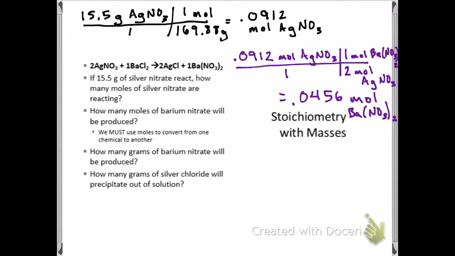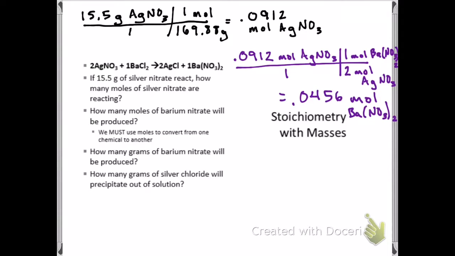So what that's telling me is for every 2 moles of silver nitrate I put in, I should get 1 mole of barium nitrate out, or I'll always get half as many moles of barium nitrate out as I put moles of silver nitrate in. So we're going to just divide by 2 here. That's all the math that it takes. So 0.0912 divided by 2 gives me 0.0456.